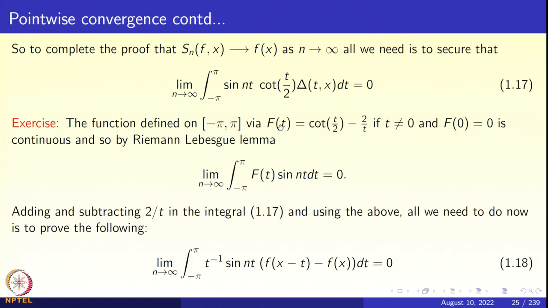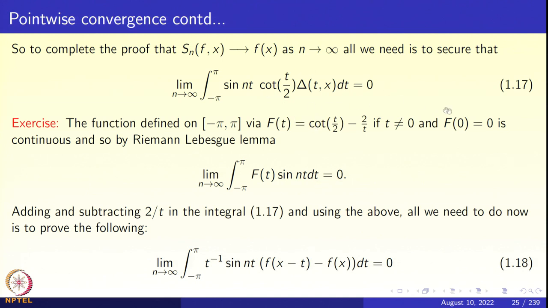So this new function capital F of t, which is defined to be cot t by 2 minus 2 upon t when t is not equal to 0, and at the origin it is defined to be 0, that's a nice continuous function. And so the Riemann-Lebesgue lemma says that the integral from minus pi to pi of F of t sin nt dt will be 0.